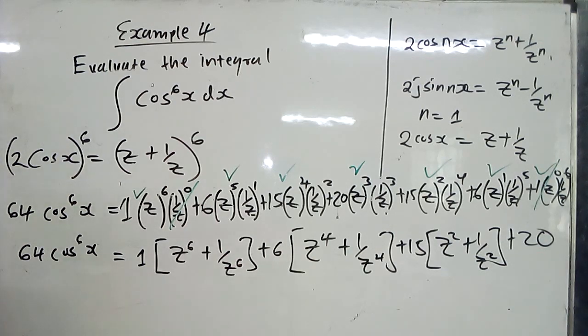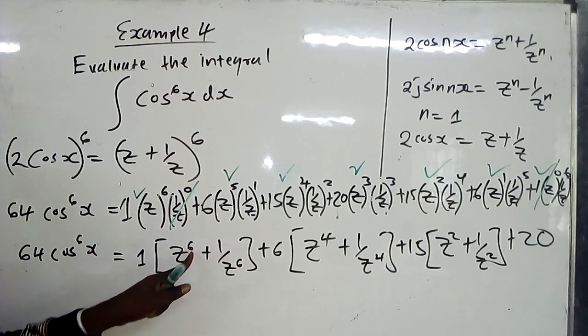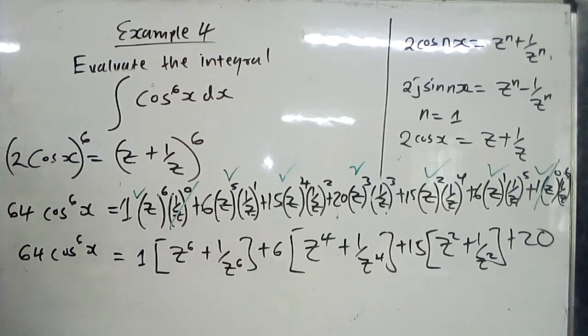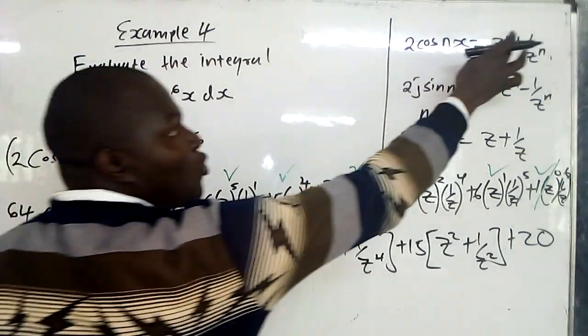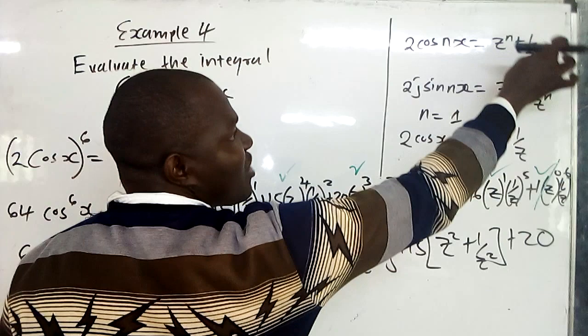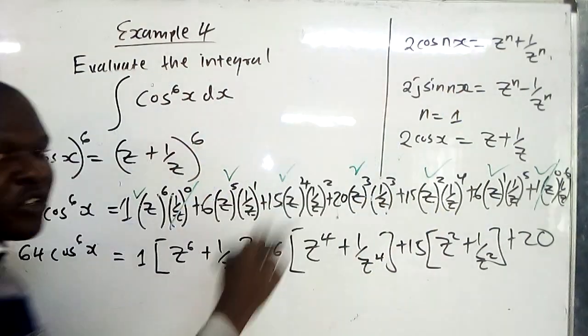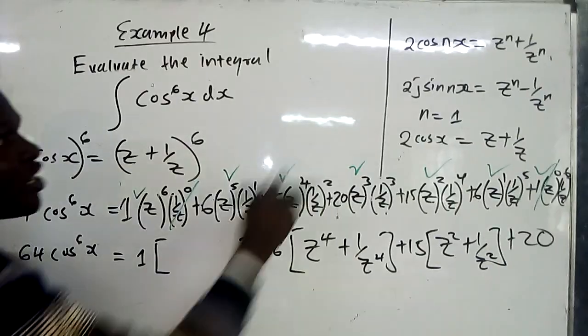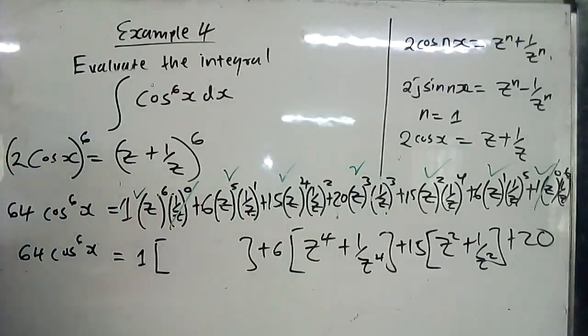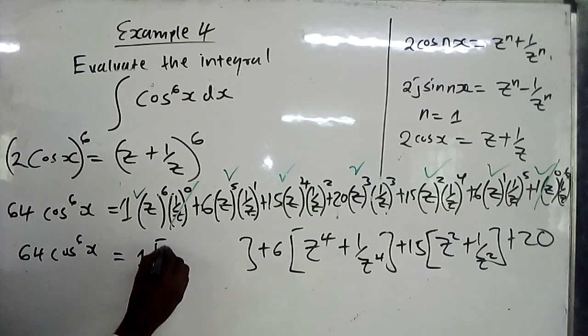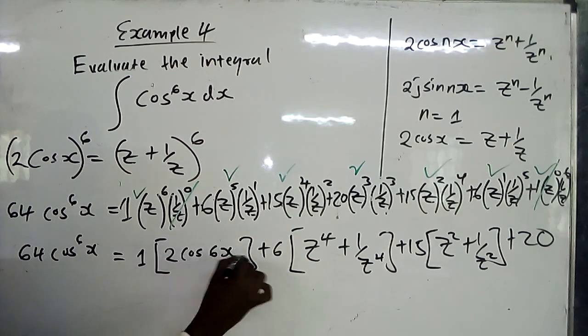Good. Then you start. Z raised to power 6 plus 1 over z raised to power 6, meaning when it is z^n plus 1 over z^n, where there is n, you put 6. Z raised to power 6 plus 1 over z raised to power 6. That is the same as what? 2 cos 6x. Are you seeing that? It is the same as 2 cos 6x.